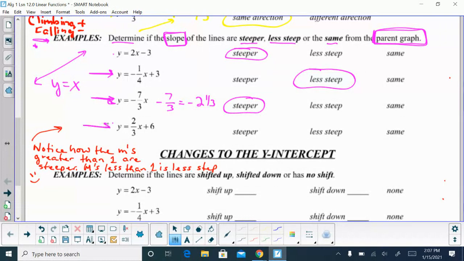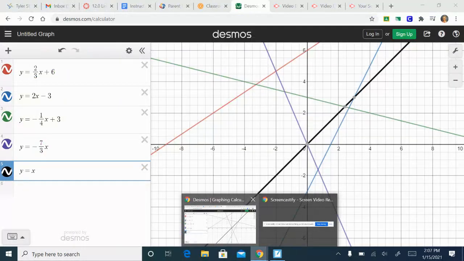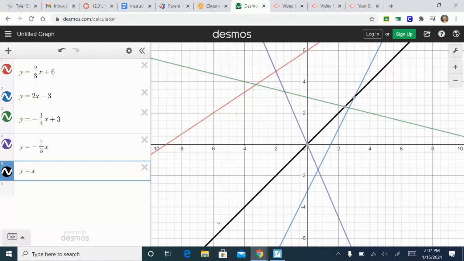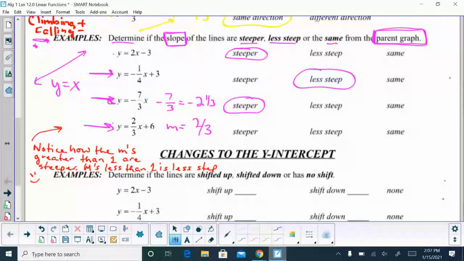And finally, y equals 2/3 x plus 6. So m on this one is 2/3. How did that compare on my graph? That line is red. Here's my red line. Comparing it to my parent function, I don't think it's as steep at all. So less steep.